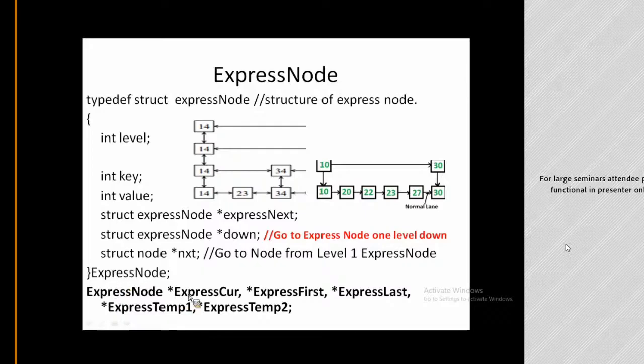Okay, so express node and a pointer express cur and a pointer express first, pointer express last, pointer express temp1 and pointer express temp2, right? Otherwise, what I have to do? Express struct express node this. I have to write this much.